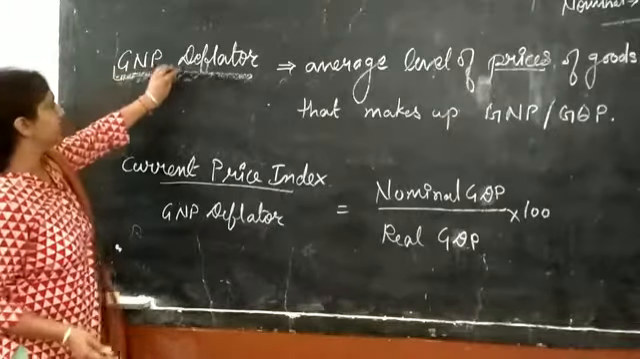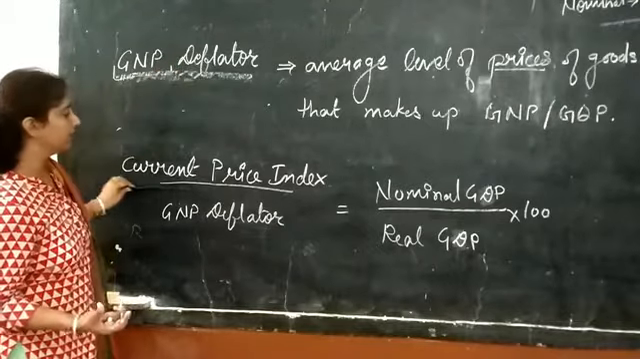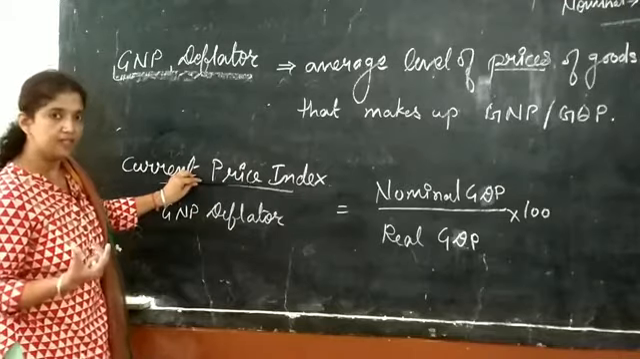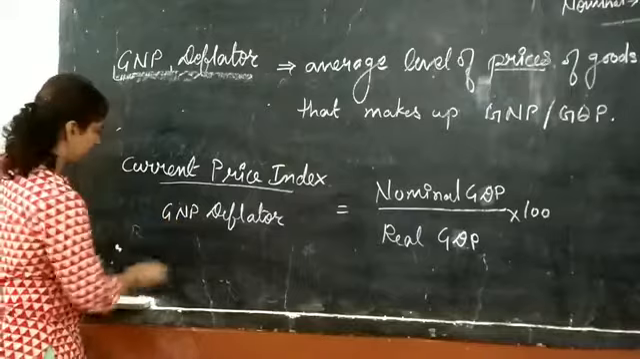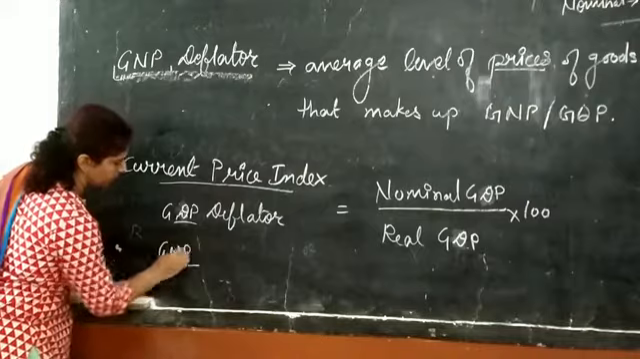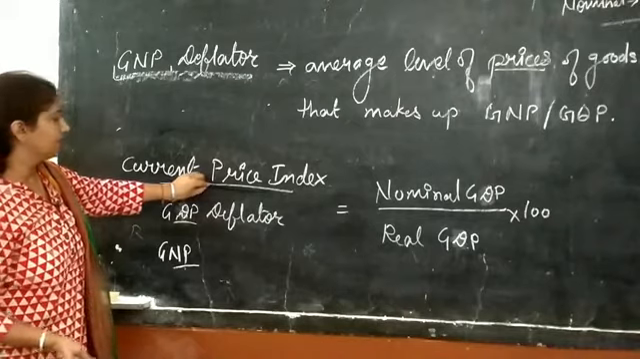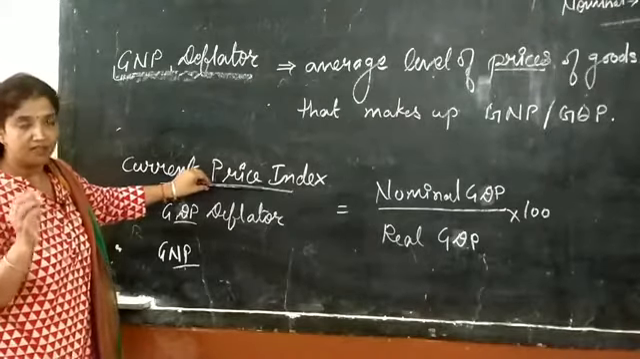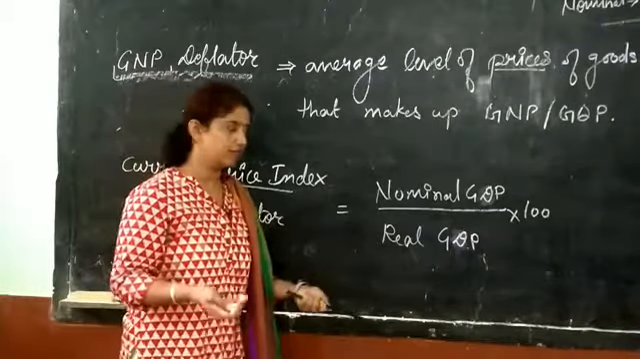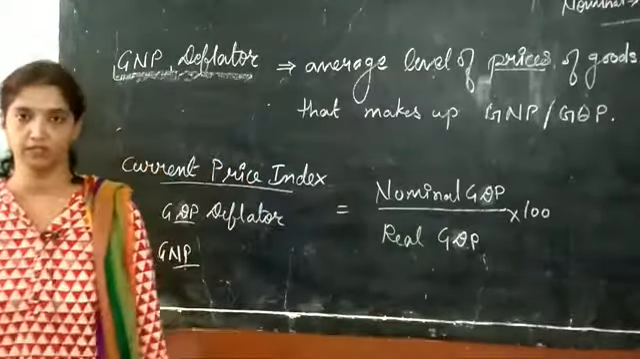Sometimes, instead of GNP deflator, in a numerical problem we are asked to calculate the current price index. So remember one thing: the current price index is also the GNP deflator or GDP deflator. If we are asked to calculate the current price index, it means we have to calculate the GDP deflator, and the formula is the same, NOR: nominal GDP divided by real GDP multiplied by 100.